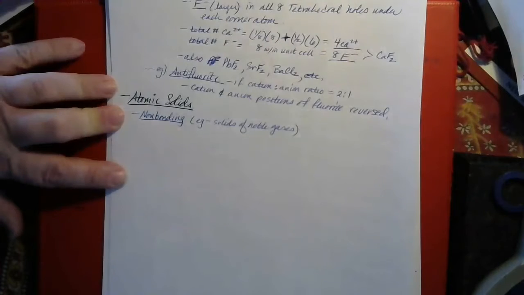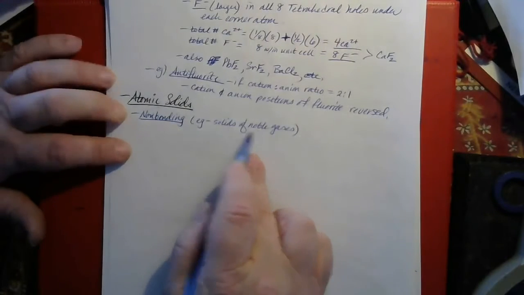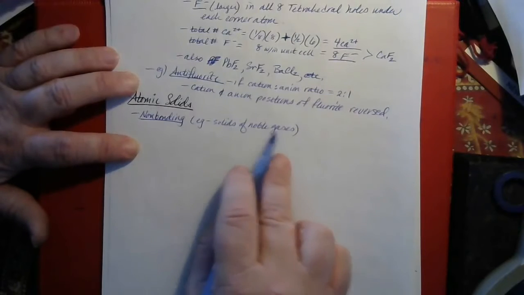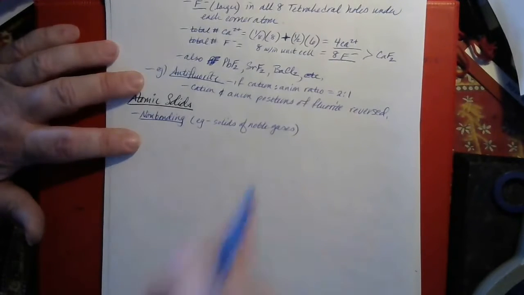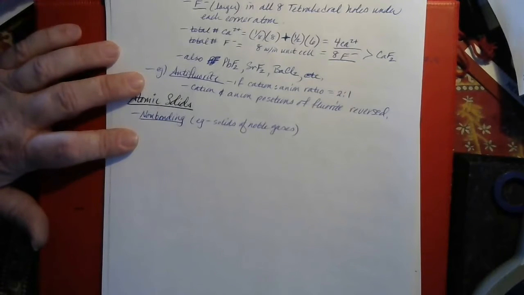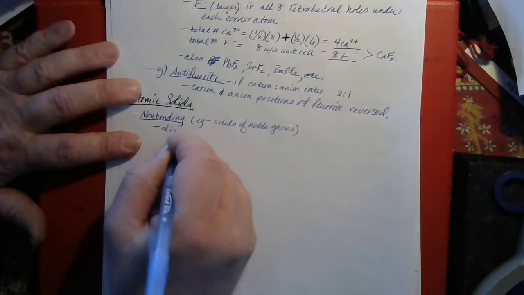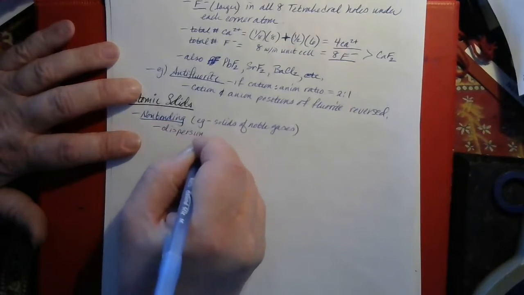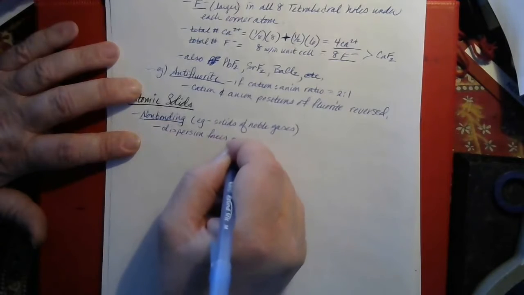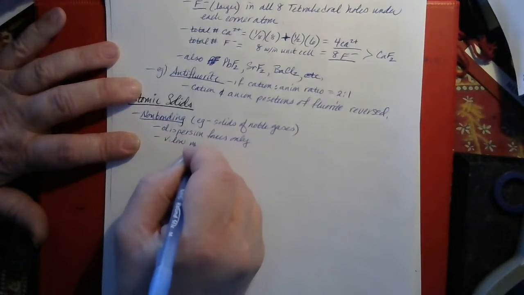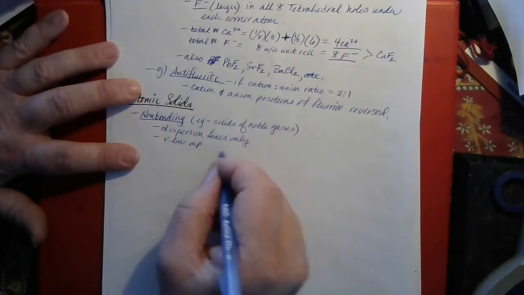So non-bonding solids, basically this category is limited to the solid versions of the noble gases. So xenon, especially because that one's relatively easy to freeze compared to the others, but solid helium and argon and neon also. These have dispersion forces only, and because of that, they have very low melting points.